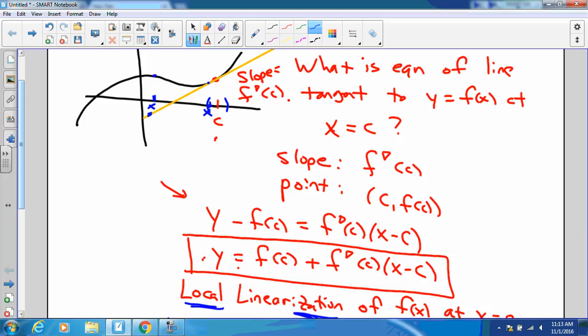Okay? So for x close to c also means that x goes to the c to the left and c to the right. For x's on both sides of c. And the closer that x is, the better the approximation is, generally speaking. Okay?